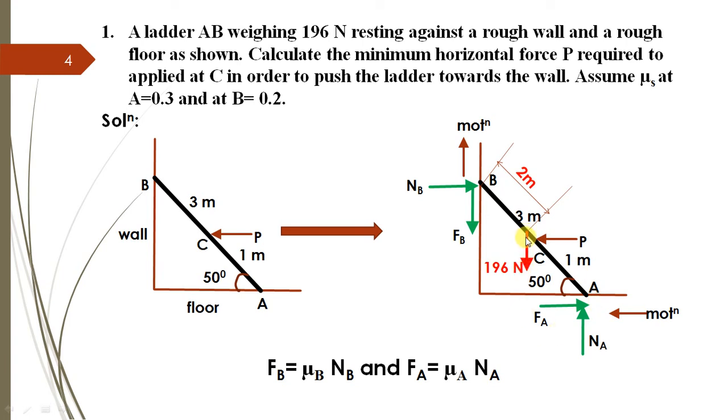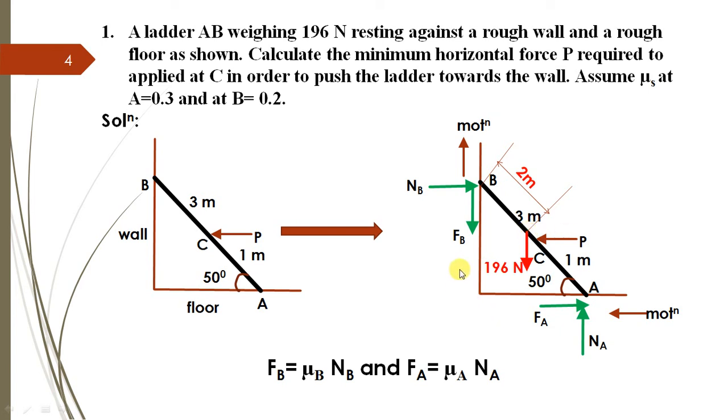The weight of the ladder passes through the centroid of the ladder. The total length of the ladder is 3 plus 1, which is 4 meters. So the centroid will be at the point where I have shown the weight component, 196 Newton. Let's assume that point is D. C is the point where we have applied the horizontal force P, at a distance of 1 meter from A. I forgot to write down point D over here, so assume that this point is D.